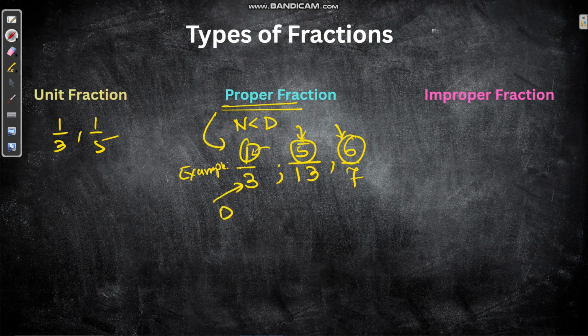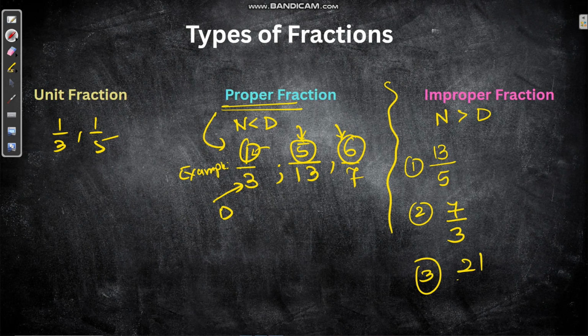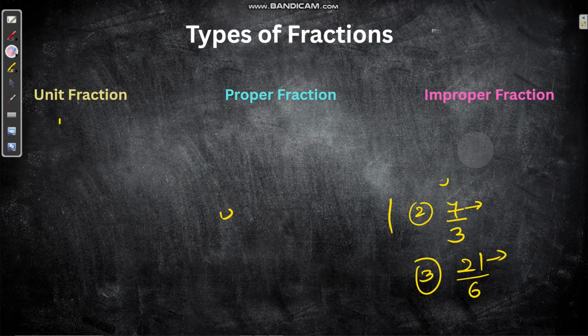This is your denominator. Now the opposite is improper fraction. In improper fraction, your numerator is greater than your denominator. For example, 13 upon 5. This is the first example. You notice 13 is bigger than 5, so that's why it's improper fraction. Let's take another example: 7 upon 3. Third example: 21 upon maybe 6. In each case, the numerator over here is greater than the denominator. 13 is greater than 5, 7 is greater than 3, 21 is greater than 6. So let's move on to the next type.